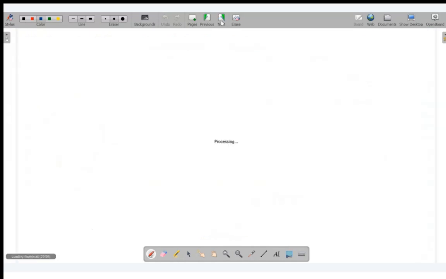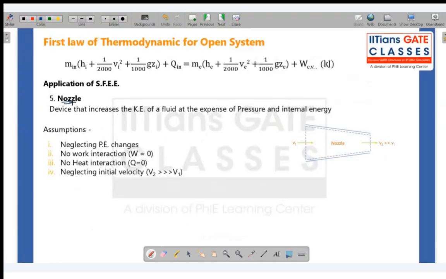So basically, you have to apply this steady flow energy equation based upon what is given to you in the question. There are other applications as well. For example, you have a nozzle. What is the purpose of a nozzle? The sole purpose of a nozzle is to increase the kinetic energy of the fluid. It does not do any work, and it is insulated, so q is equal to zero. The exit velocity v2 is much greater than v1, to accelerate the fluid.